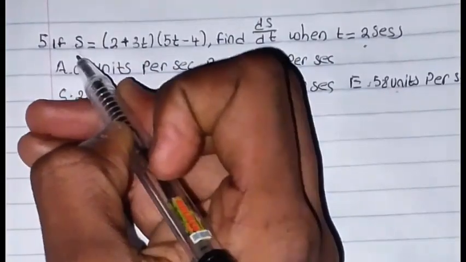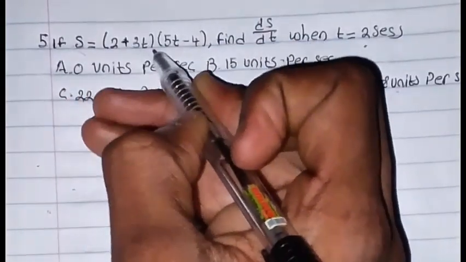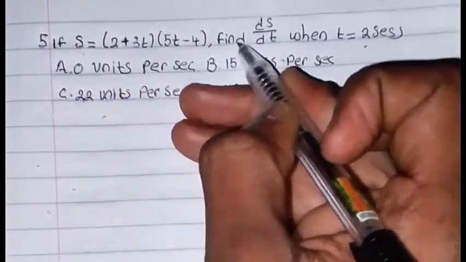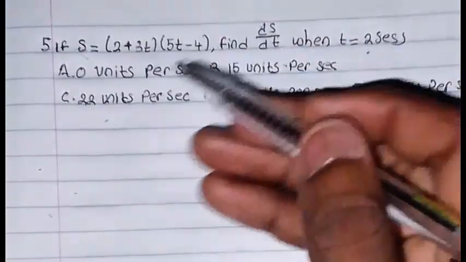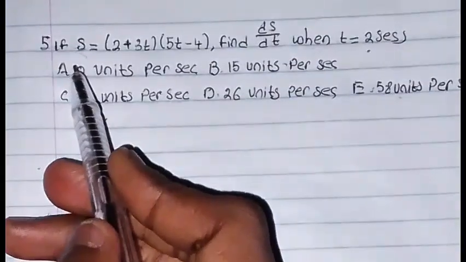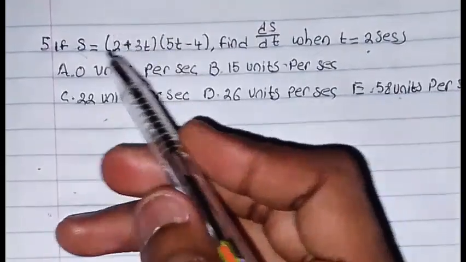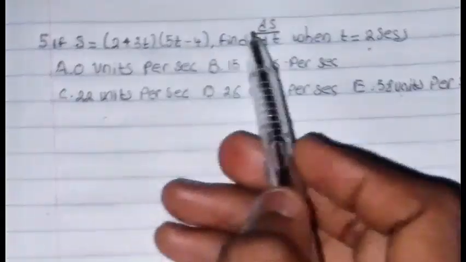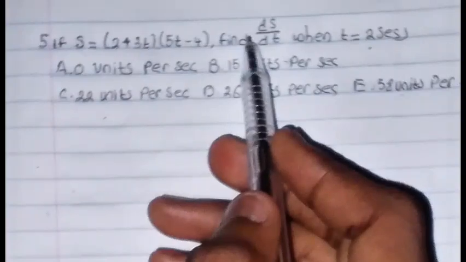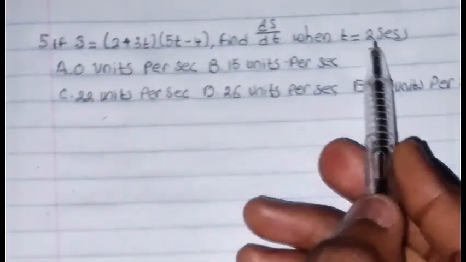Question 5. If s is equal to 2 plus 3t multiplied by 5t minus 4, find ds over dt when t is equal to 2 seconds. So how are we going to solve this? First, we're going to multiply 2 plus 3t by 5t minus 4. That's expansion using the FOIL method. We're going to find the first derivative of that expression. That's ds over dt. Then we're going to substitute 2 into that expression.